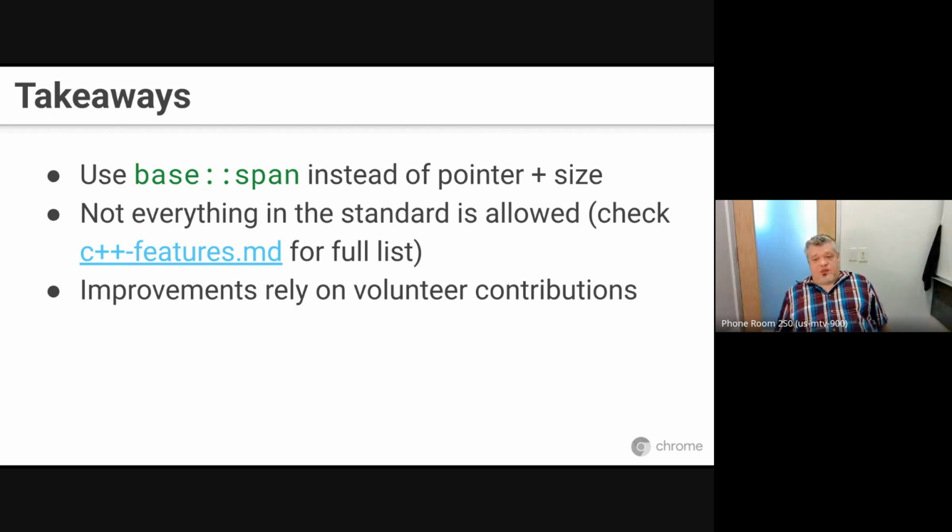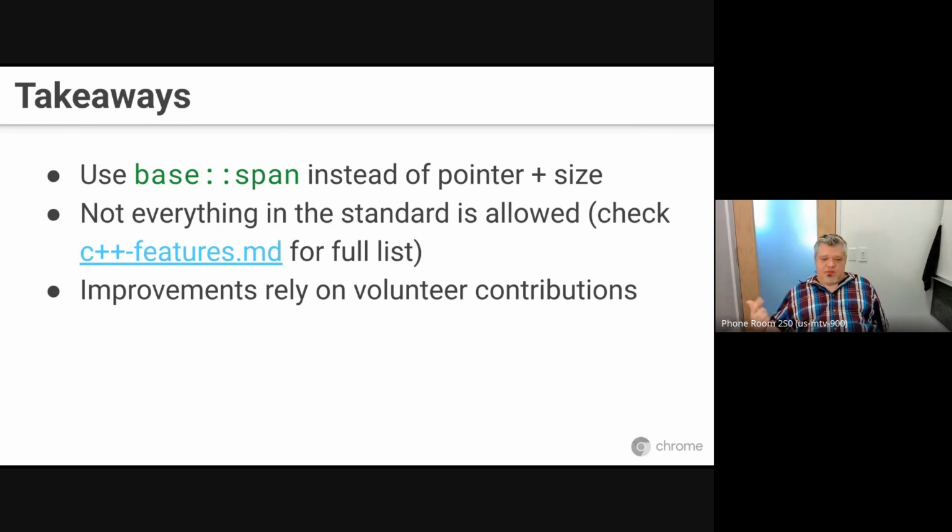Another takeaway is simply that we don't allow everything in the standard. And in general, we don't allow things from past versions of the standard either. So we've got a doc called C++features.md. You can search for that in our source space. It's markdown, so view it in Git tiles. It generally gives the whole list of what's banned and why, and who you could contact about it.